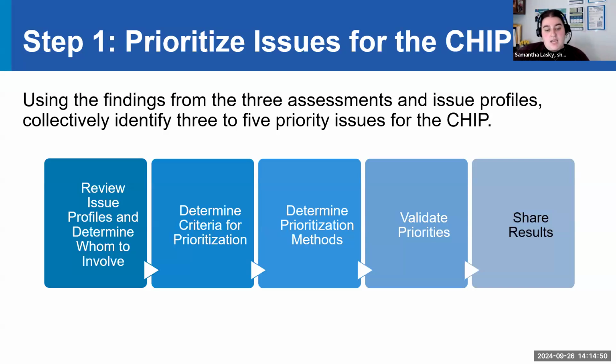Prioritization allows the community to narrow down the issues to a manageable number so it can target resources, use existing efforts, and develop achievable goals and strategies to address community needs. So as you can see here, the prioritization process includes reviewing the issue profiles and determining whom to involve, determining the criteria for prioritization, what you're going to use, validating the priorities, and sharing the results.